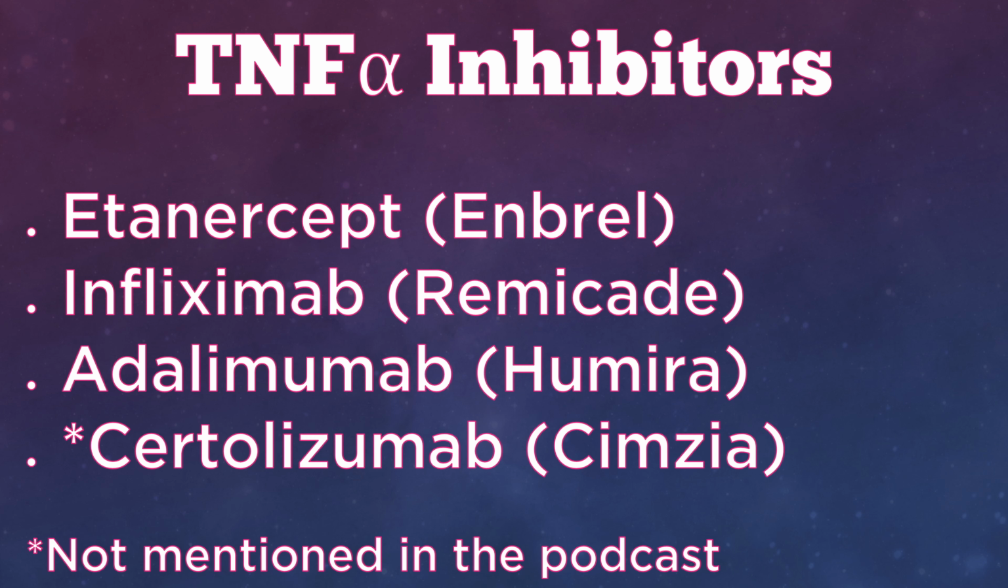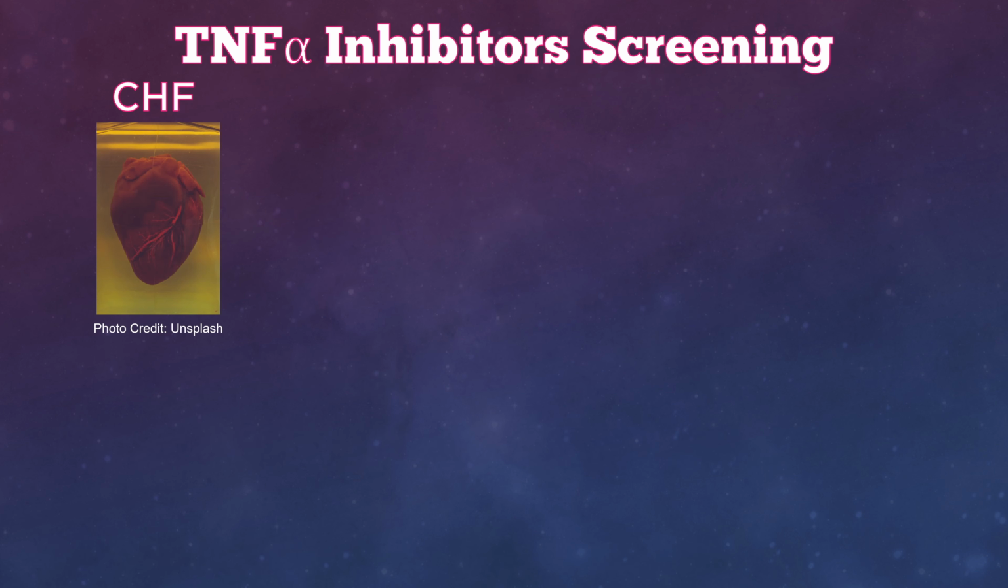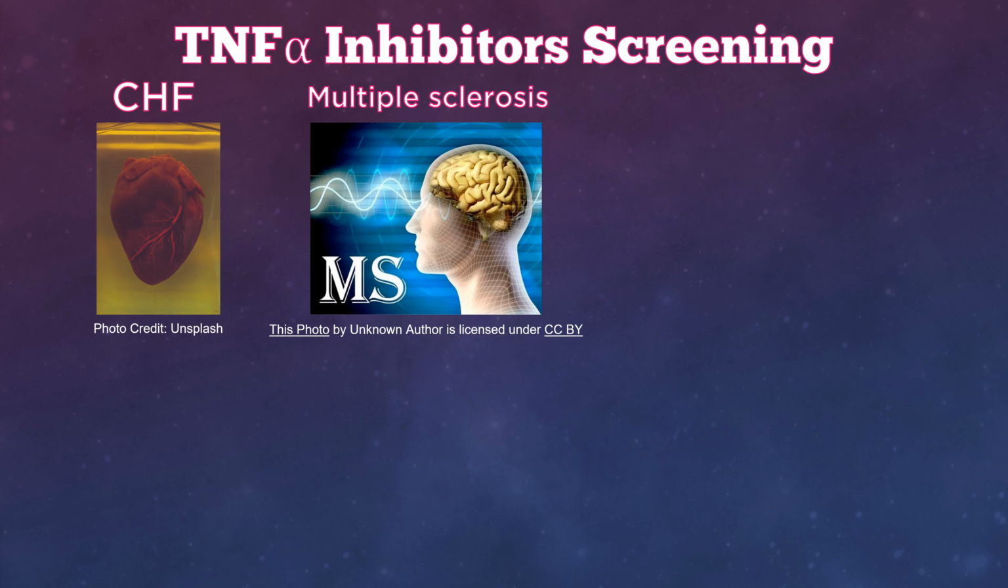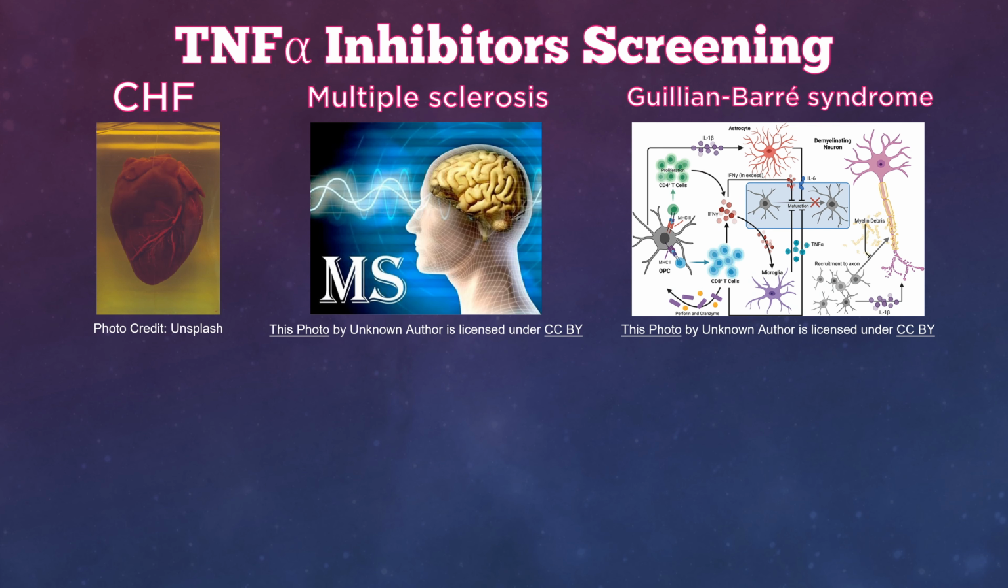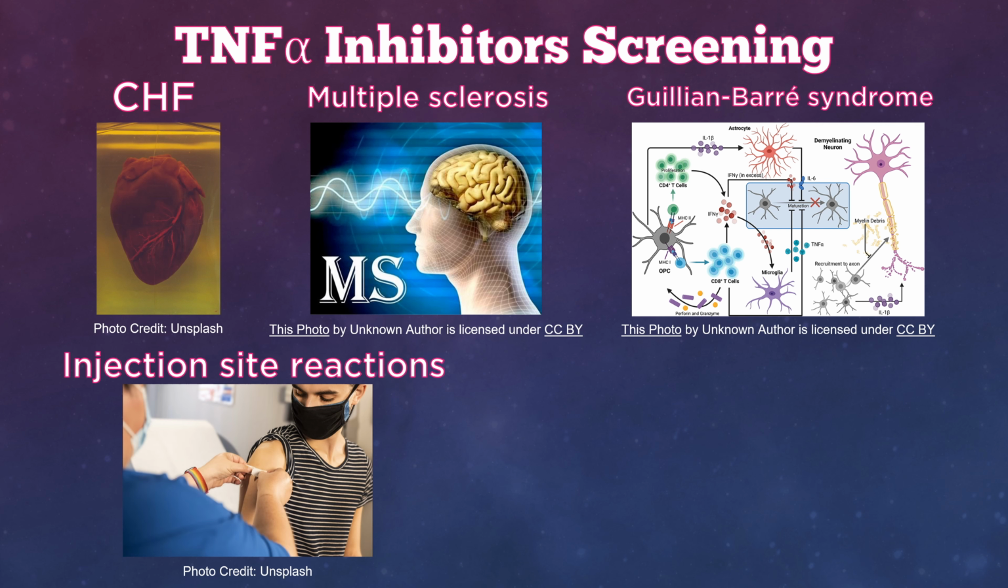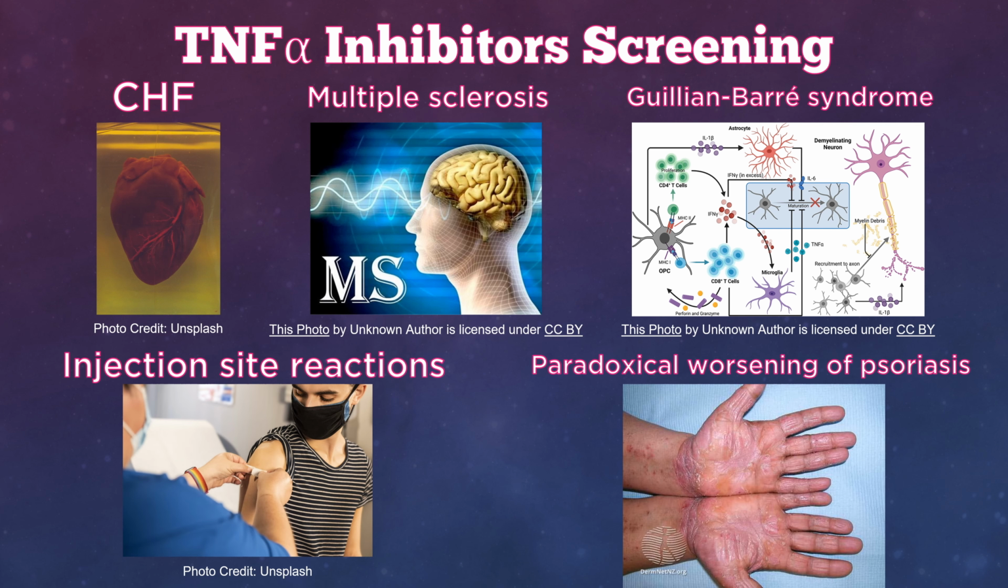Besides screening patients for hepatitis, tuberculosis, and malignancy, these agents have a possible association with congestive heart failure and neurologic disease such as multiple sclerosis and Guillain-Barré syndrome. Therefore, patients should be screened for them. Other side effects include injection site reactions and the rare occurrence of paradoxical worsening of psoriasis.